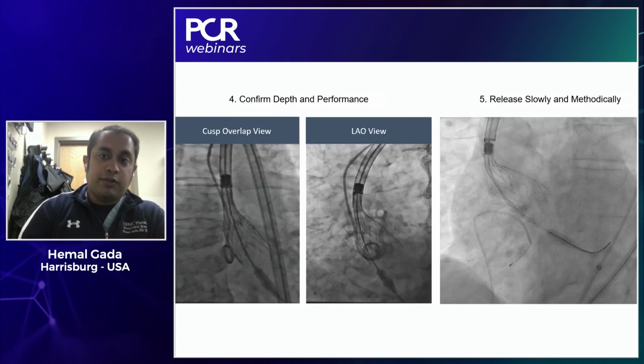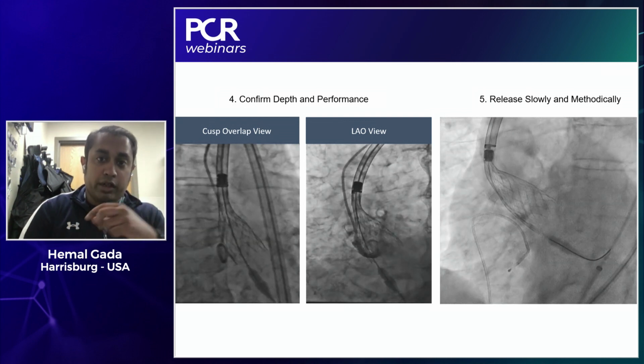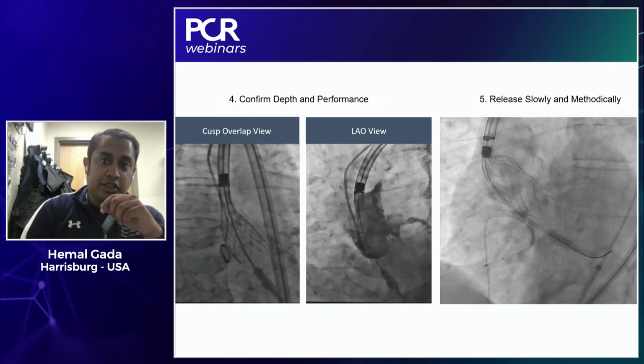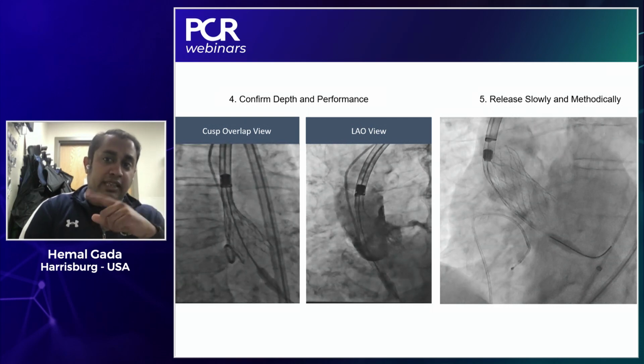So we feel that this is important to really get the most efficient and predictable procedure, and the valve remains stable. After we get up to the point of no recapture and we dial down the pacemaker and then shut it off, we're going to do those two checks. One is in the cusp overlap view to understand our depth in relation to the non-coronary cusp, and that's something that we do invariably. We'll then rotate the gantry LAO.